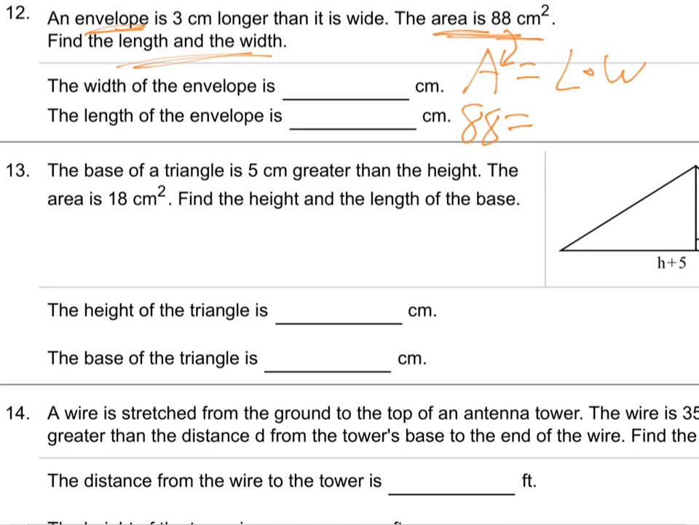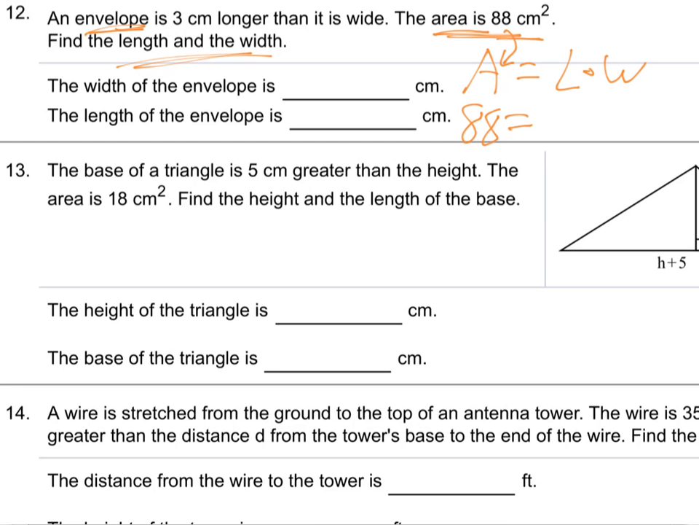You don't need to do anything with the units. You don't need to mess with centimeter squared, don't even worry about it. Just put the number in there, 88. Okay. Now what about length and width? What am I going to do for that? I can't use both letters. I only want one letter. What am I going to do?